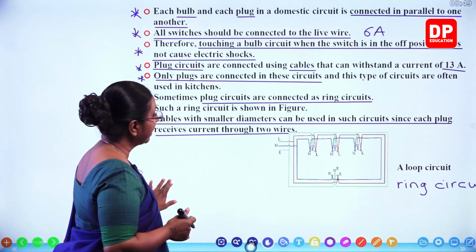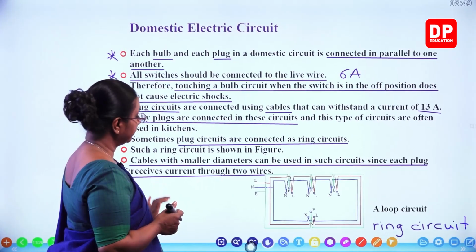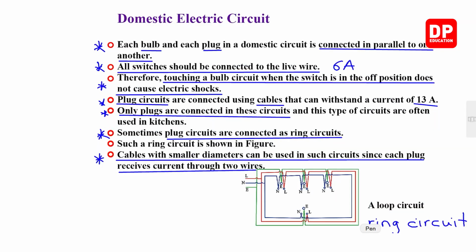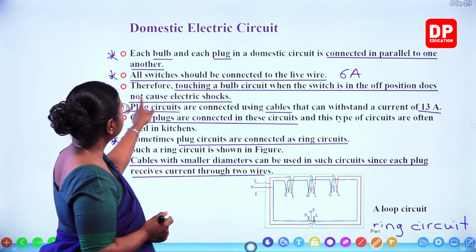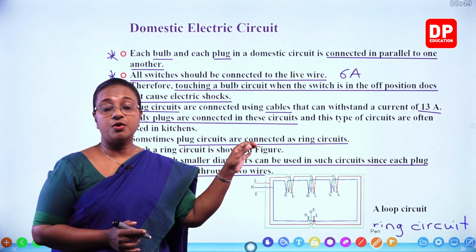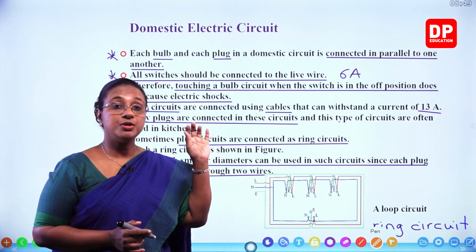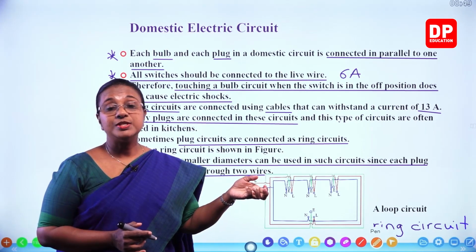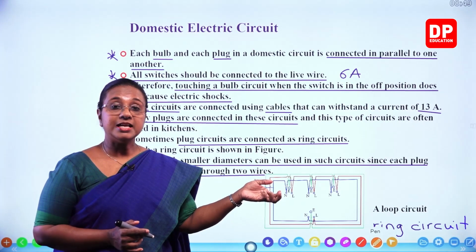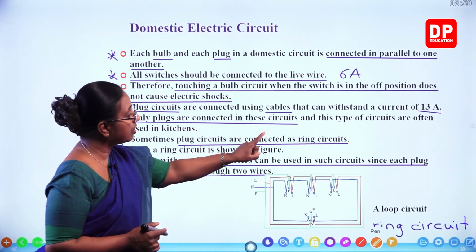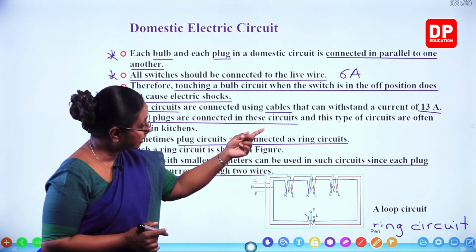So if we quickly go back and have a look at it again. You have to remember the bulbs and plugs are all connected in a parallel manner. And also all the switches are connected to the live wire. So that means if the switch is off, even if you touch the wire, you will not get electrocuted. So you can change the bulb after switching off the light, if needed.